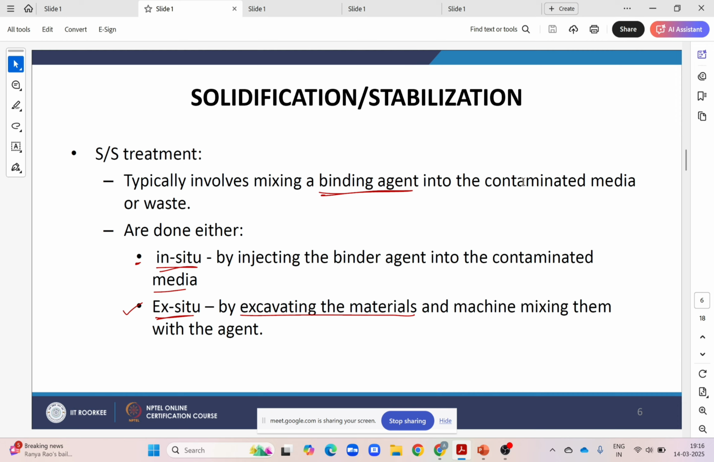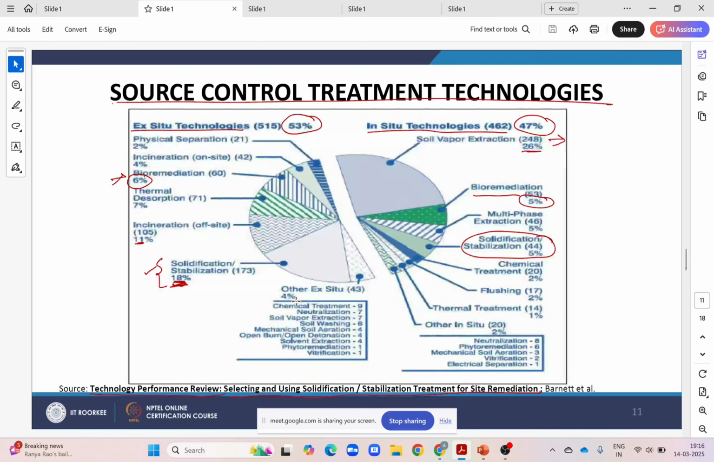This can be done both in situ and ex situ. In situ, the binder agent is directly injected into the contaminated media, and in ex situ, the contaminated soil or material is excavated, then mixed mechanically with some binding agent, and then solidification is done.